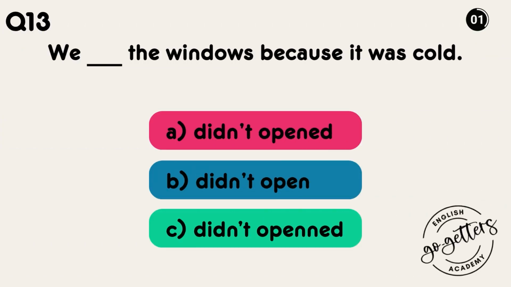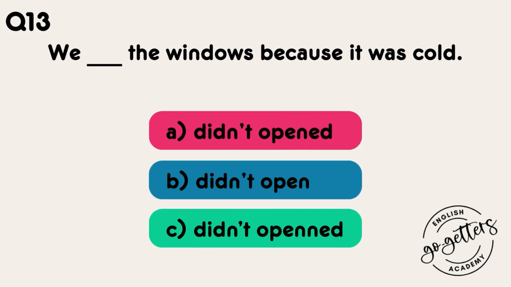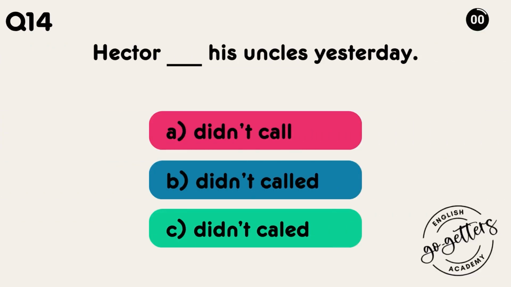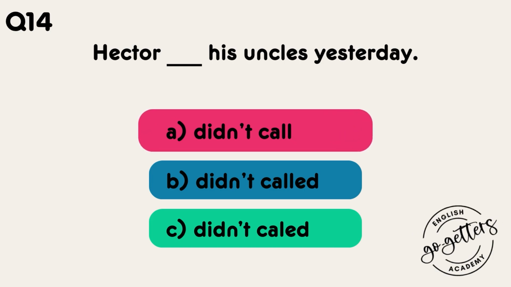Question 13. The correct answer is letter B. We didn't open the windows because it was cold. Question 14. The correct answer is letter A. Hector didn't call his uncles yesterday.